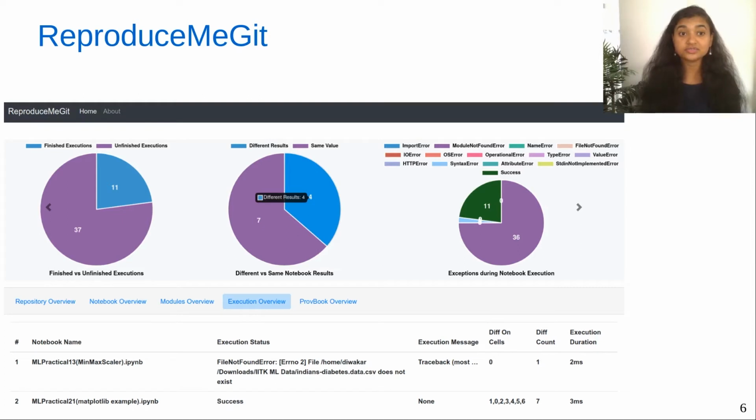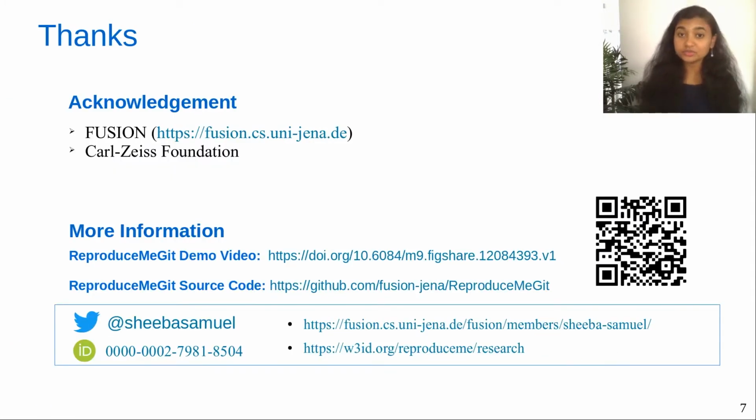In its user interface, Reproduce Me Kit shows the highlight of the reproducibility study on the top panel and detailed analysis on the bottom panel. You could find more information on this tool in the following links. Thank you.